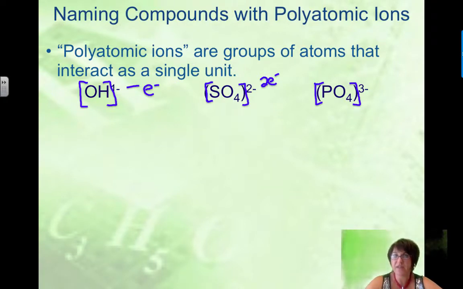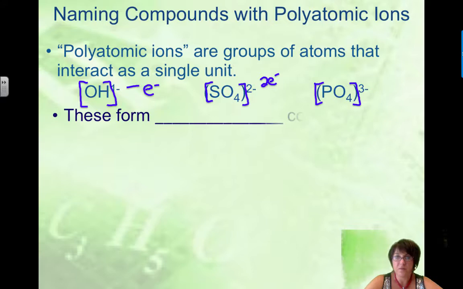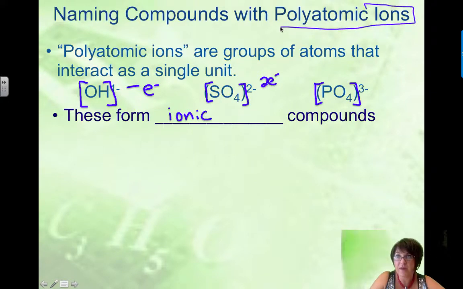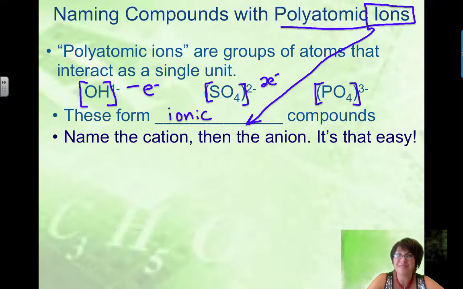When we add extra electrons, it stabilizes the entire unit, so they can interact with other atoms or other molecules as a group, and they don't split apart. These always form ionic compounds, because they're called polyatomic. There it is, ions. Who knew, right? Ions would form ionic compounds? It's true. They do. So first name the cation, then name the anion, and then you're done.